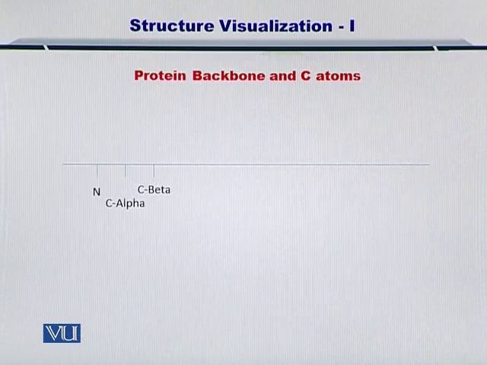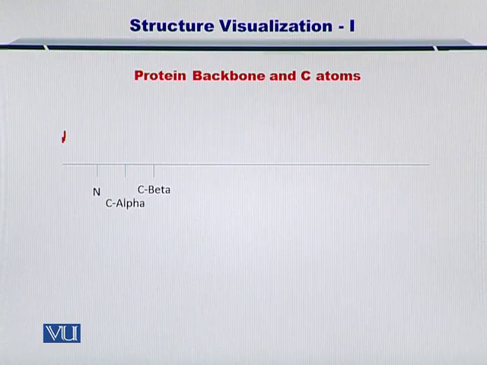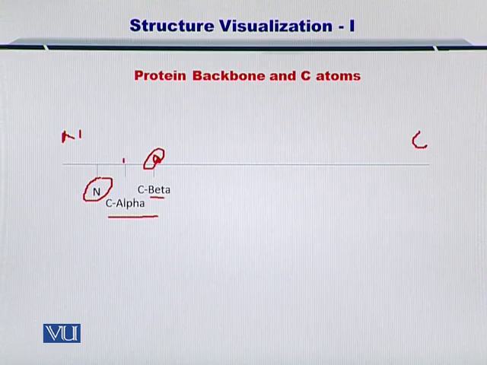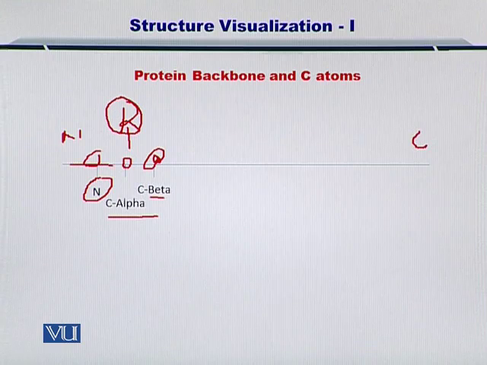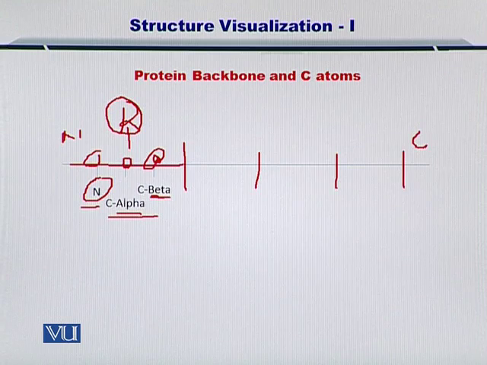In this example, you can see a linear protein. So this is the N terminus and this is the C terminus, and you can have the N, the alpha carbon and the beta carbon atoms here. And we know that there is a very big side chain attached onto the alpha carbon. It's also called the R group. So if you move along these three atoms, nitrogen, alpha carbon and beta carbon, this pattern repeats throughout the backbone of the protein.